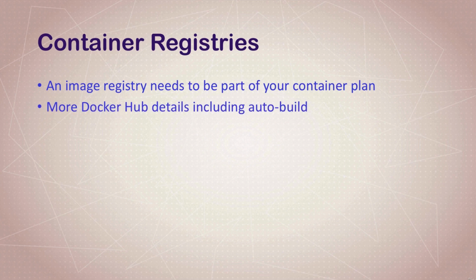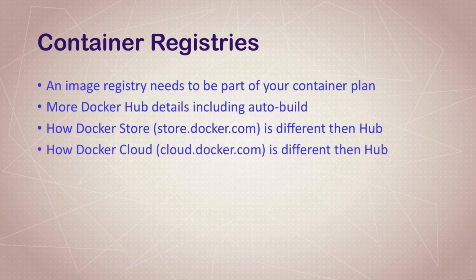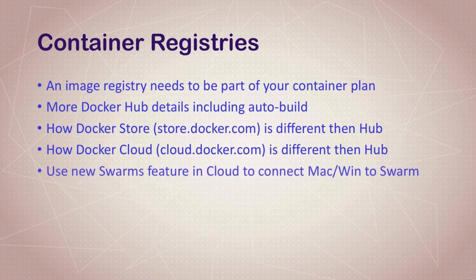So we're going to actually go through some things in different lectures here where we talk about the details of Docker Hub and some of the auto build options there. We're going to focus on the Docker Store for a lecture and how that's actually different than Hub. And then the Docker Cloud option, which is actually also different than Hub, but also an add-on to the Docker toolset and maybe could help you make it easier to deploy servers and your stuff into the cloud. We also have the new Swarms feature now in Docker Cloud that I'll have a specific lecture on.